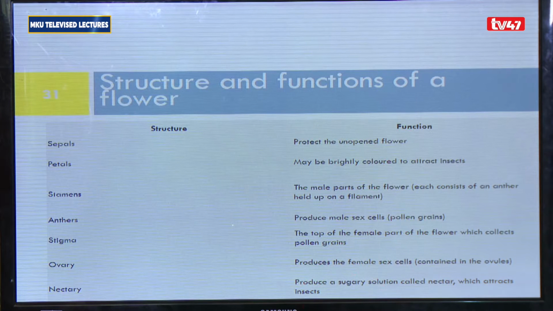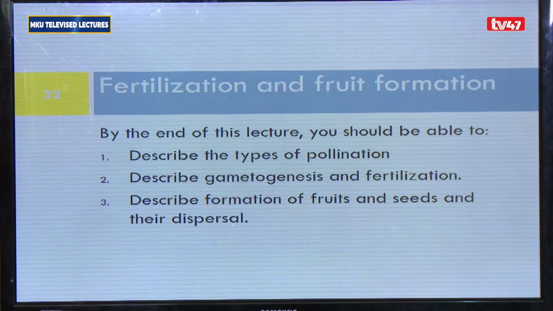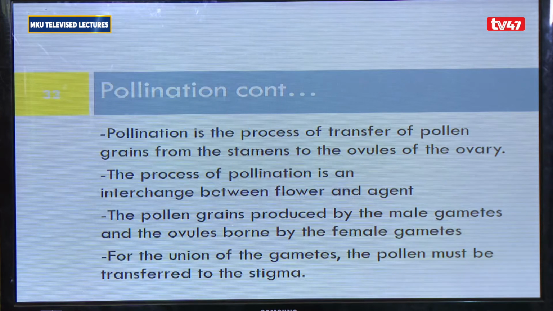and wherever the plant produces nectar, it plays the role of attracting insects. Now, having summarized the flower, the reproductive structure containing the male and female reproductive organs in the plant, we'll look at what happens in the process of reproduction in the plant. So now look at the process of fertilization and fruit formation. We shall look at the types of pollination, fertilization, and also formation of fruits and seeds in the plant.